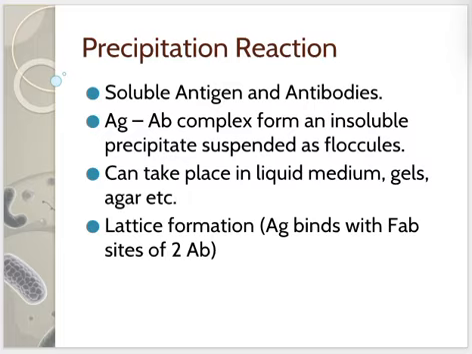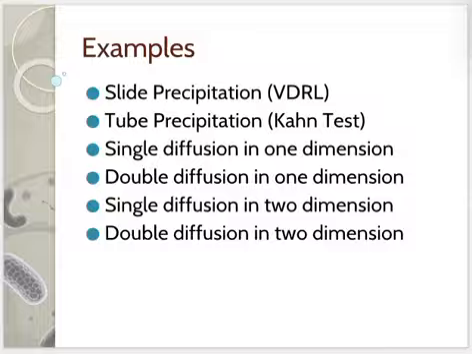To give you some examples of precipitation reactions, slide precipitation, like the VDRL test, tube precipitation, such as the Kahn test, and diffusion methods, including single and double diffusion in 1 or 2 dimensions. These techniques differ in how antigen and antibody diffuse and interact, but all rely on the formation of visible precipitant bands or lines to confirm the presence of specific immune reactions.